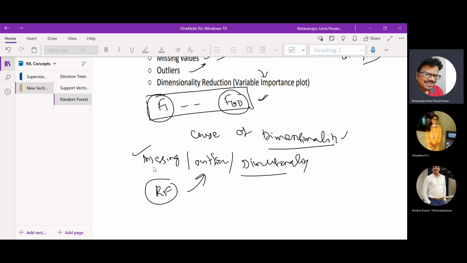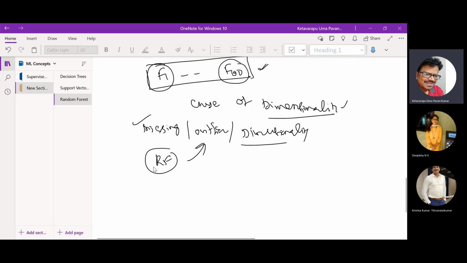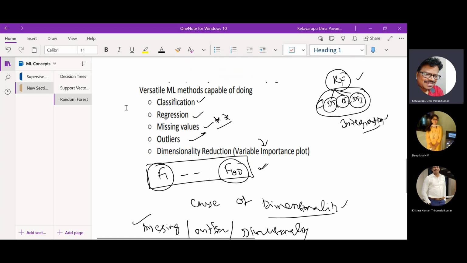So if you observe the importance of random forest for classification and regression, as with the decision tree, random forest also gives us the opportunity of working with both classification and regression. Apart from that, these three points are notable: outlier analysis, missing value imputation, dimensional reduction.